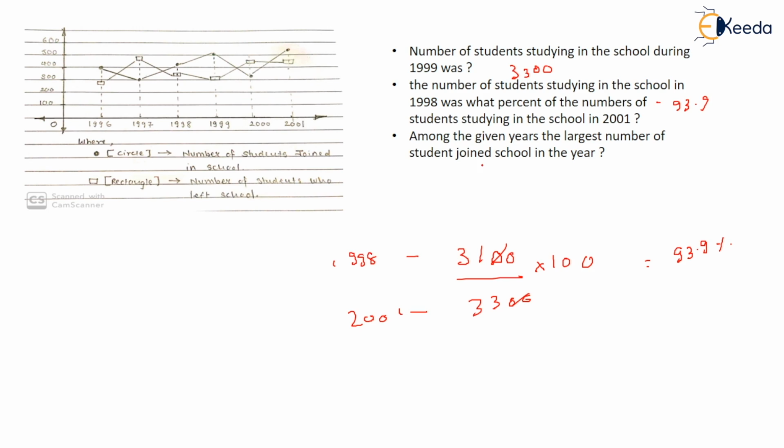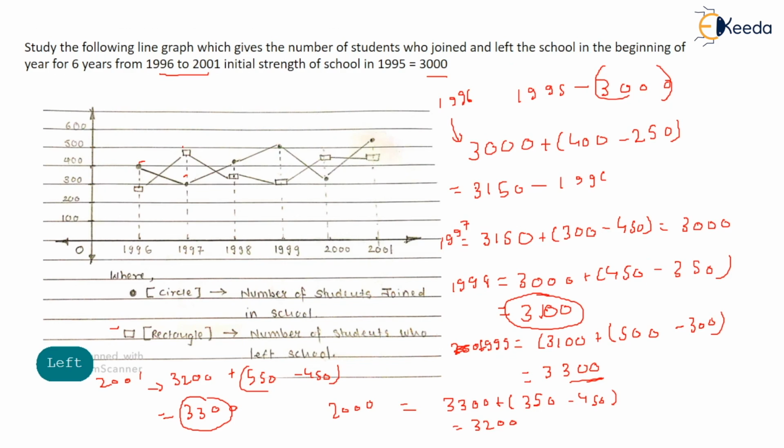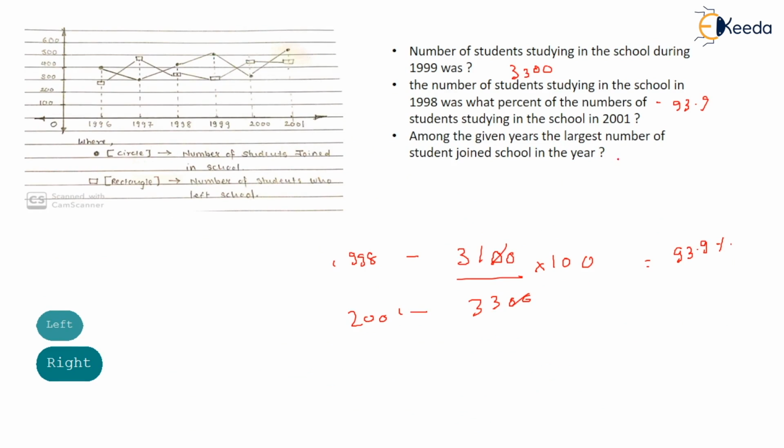Among the given years, the largest number of students joined the school in which year? So you can see the graph. In which year did the highest number of students join? This is 2001. So 2001 is the answer.